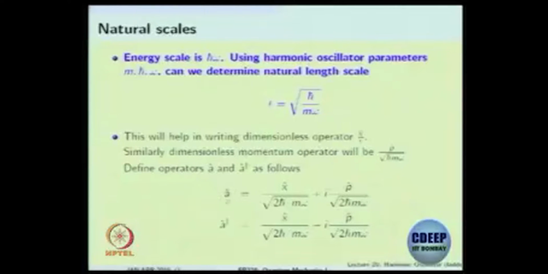The two operators, the complex conjugate of A is A dagger. You can see that plus i, the imaginary i, becomes minus i. Just to make my math simpler, I have introduced a square root 2 here. So this x operator divided by root h cross by m omega is dimensionless. P operator divided by root h cross m omega is dimensionless. There is a square root 2 which is added just to make things simpler, as we will see.